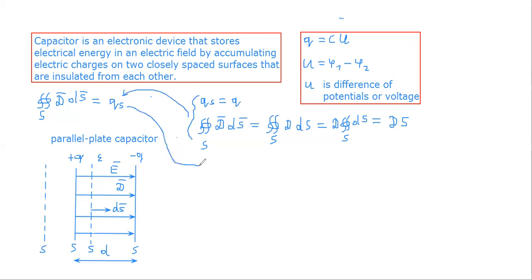Okay, let's make the substitution. So D S is equal to Q, and according to this, D is equal to Q divided by S.